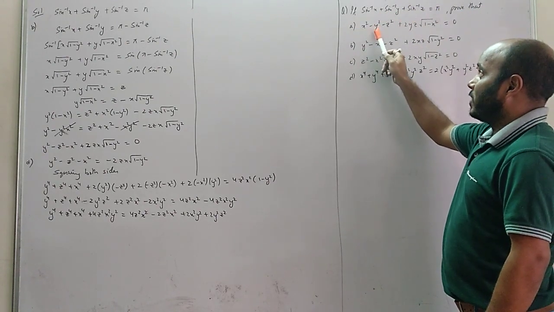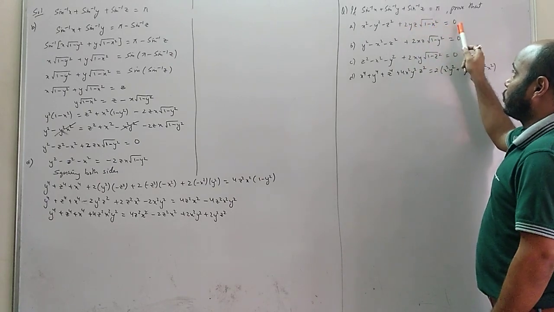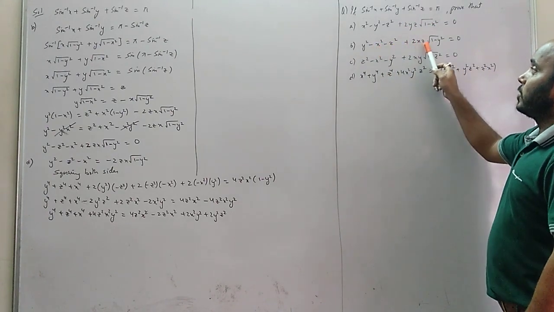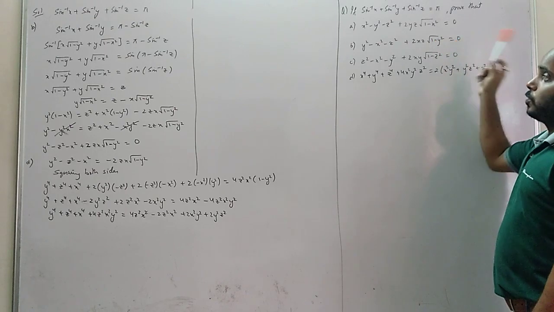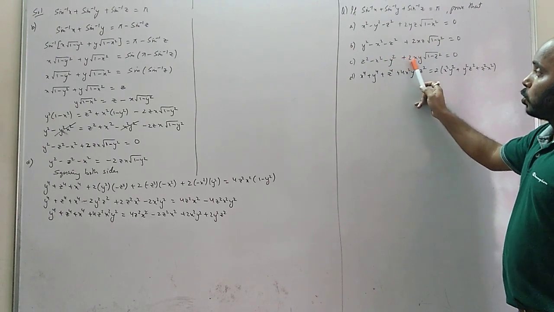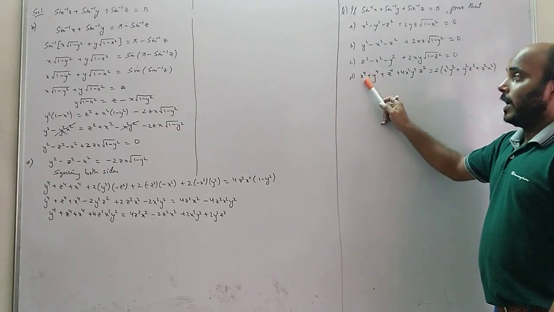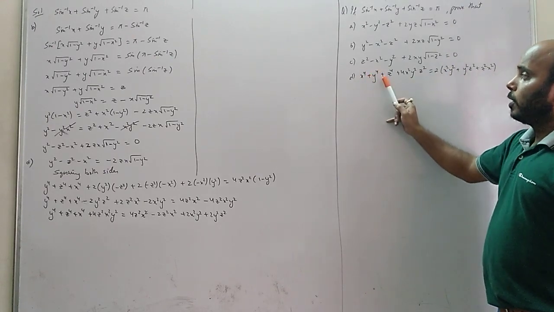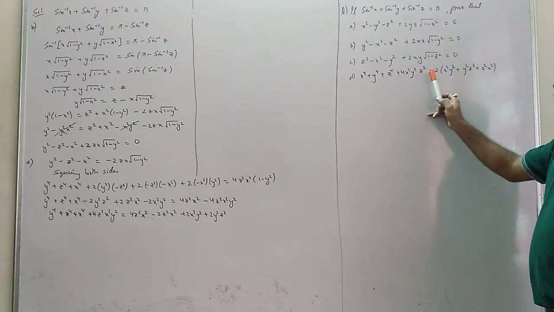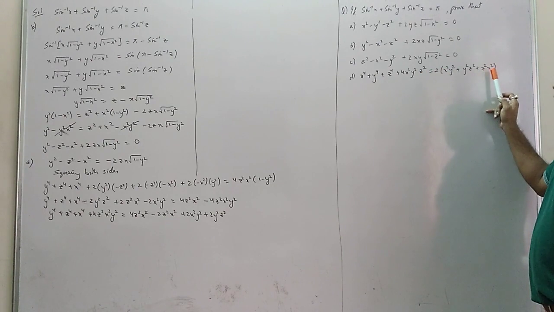First question, x square minus y square minus z square plus 2yz under root 1 minus x square equals 0. Second question, y square minus x square minus z square plus 2xz under root 1 minus y square equals 0. Third question, z square minus x square minus y square plus 2xy under root 1 minus z square equals 0. And fourth question, x to the power 4 plus y to the power 4 plus z to the power 4 plus 4 x square y square z square equals 2 bracket x square y square plus y square z square plus z square x square.